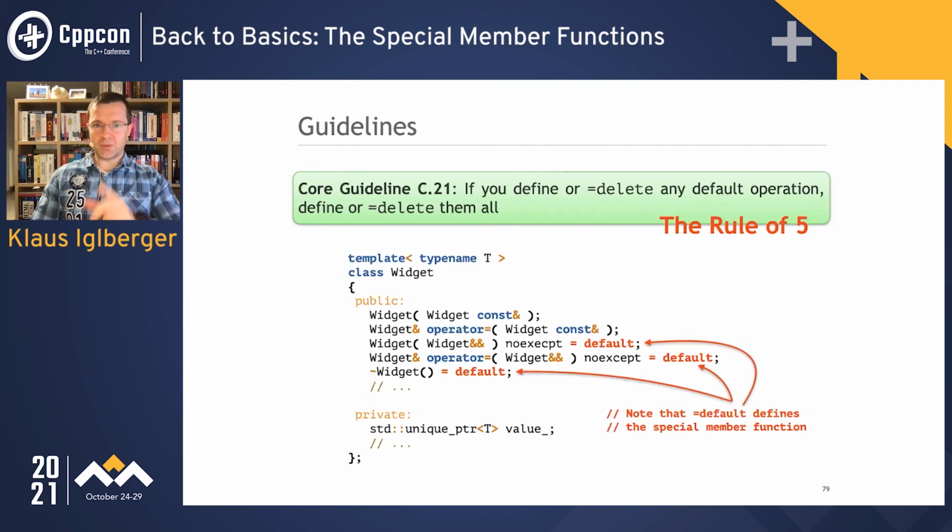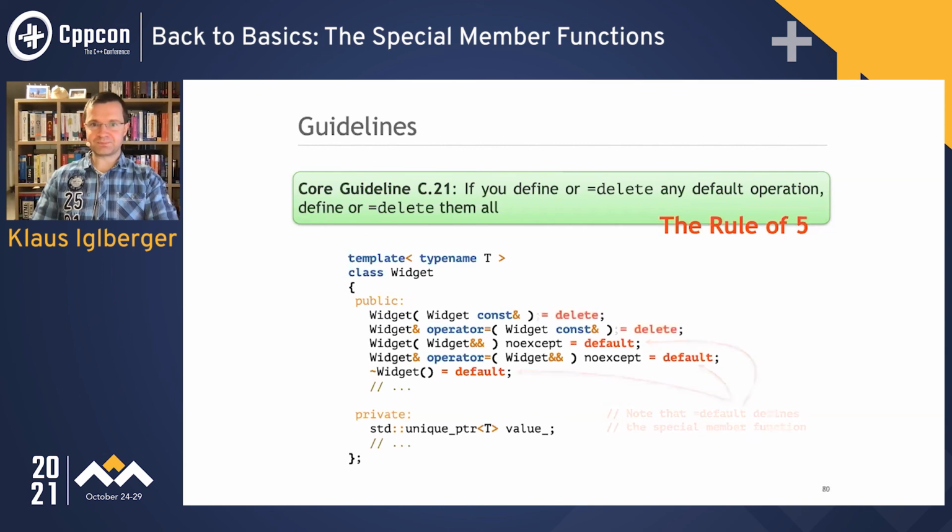All right, so note that equal default indeed defines all of these special member functions. Yeah, it's a user-specified operation. Of course, you're also free to delete the copy operations explicitly. You can say, no, I don't want copy, but please make it visible. Then everybody has an idea of what you have in mind. So if you have a unique pointer and if you say, no, copy is not for me, delete the copy operations and default the others, no questions from anyone.